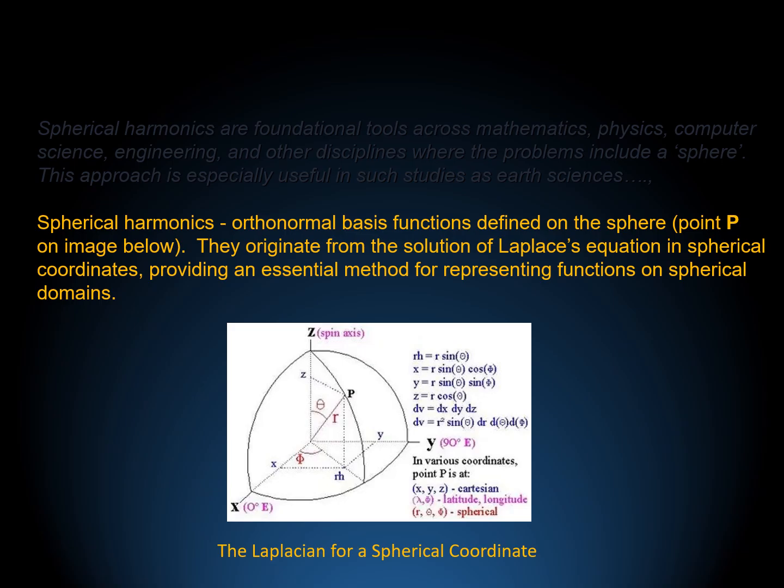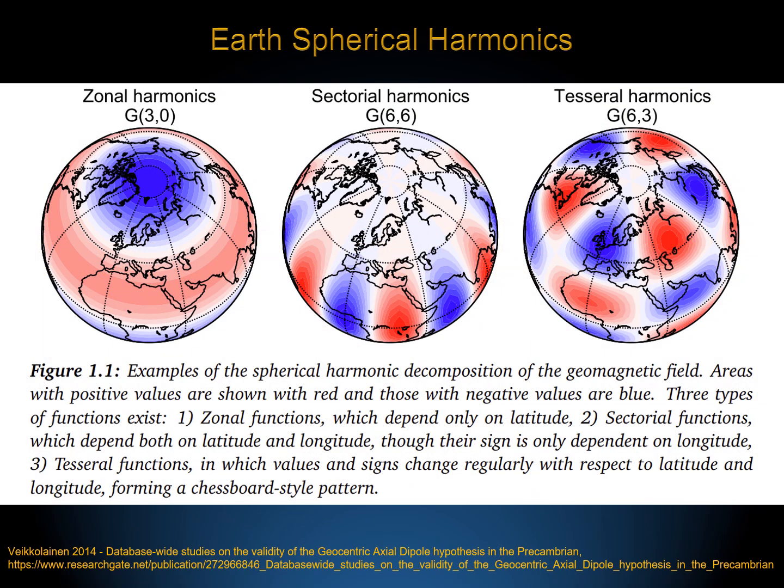Spherical harmonics are orthonormal, that is, at right angle, basis functions defined on the sphere, such as point P in the image below. They originate from the solution of Laplace's equation in spherical coordinates, providing an essential method for representing functions on spherical domains. Here we can see the various types of spherical harmonics, that is, zonal, sectorial, and tesseral.